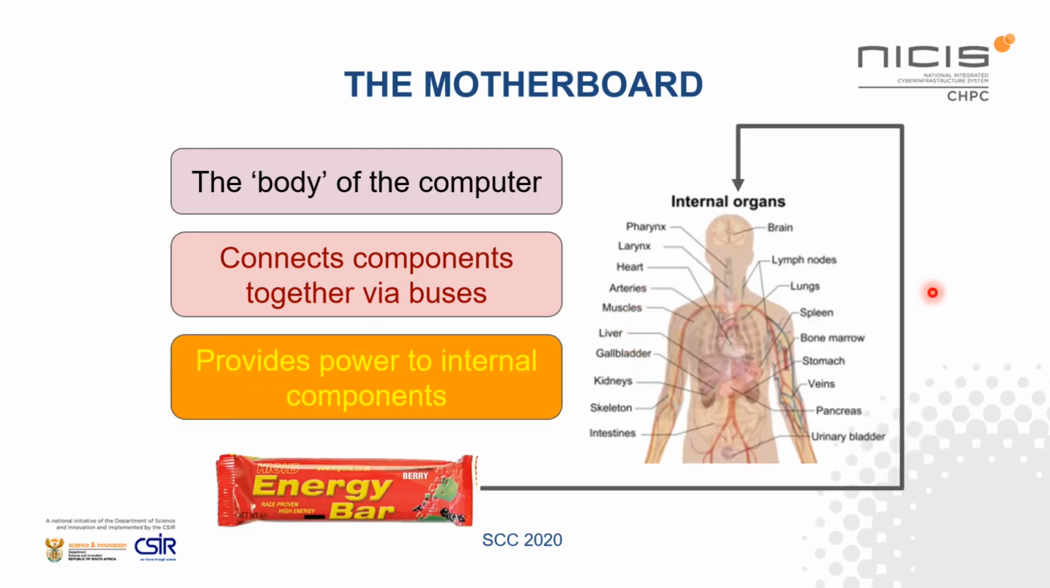But it doesn't stop there for the motherboard. It also provides power to all the other internal components. Without this power from the motherboard, the RAM, the CPU, the disk drives, etc. wouldn't be able to operate. They all have very specific and different needs for power, and the motherboard will regulate all of that and arbitrate it for all the devices.